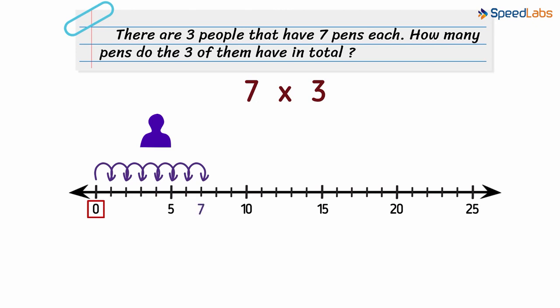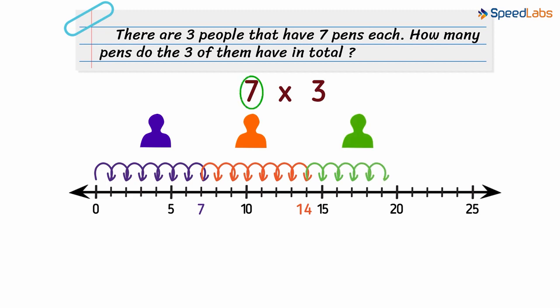Let's continue with the second set similarly. The second person too has 7 pens. So we move 7 more steps ahead to find the total number of pens with 2 people. That brings us to the number 14 on the number line. Finally, we move ahead to complete the third set of adding 7 pens. This is how we get the final answer as 21.